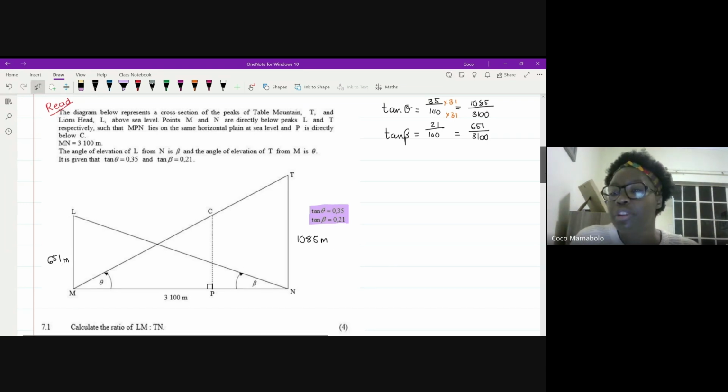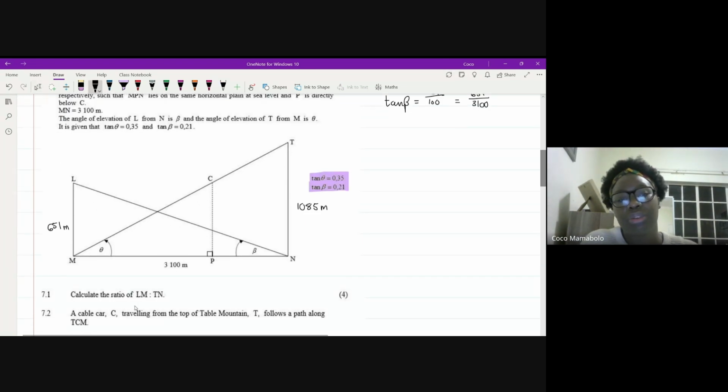And then question 7.1 said we need the ratio of Lm to Tn, which was 651 is to 1085, right? And if we then reduce or simplify the ratio, we found that the answer was 3:5.